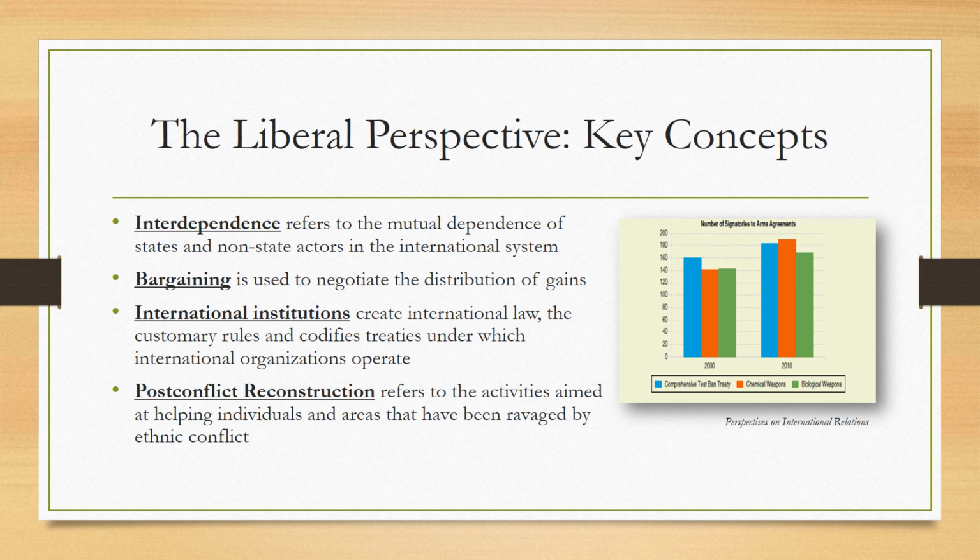This chart shows that there has been a significant increase in the number of signatories to arms agreements in the past 10 years. This data implies that there has been an increase in reliance on diplomacy rather than force, and from the liberal perspective, this is to be expected.